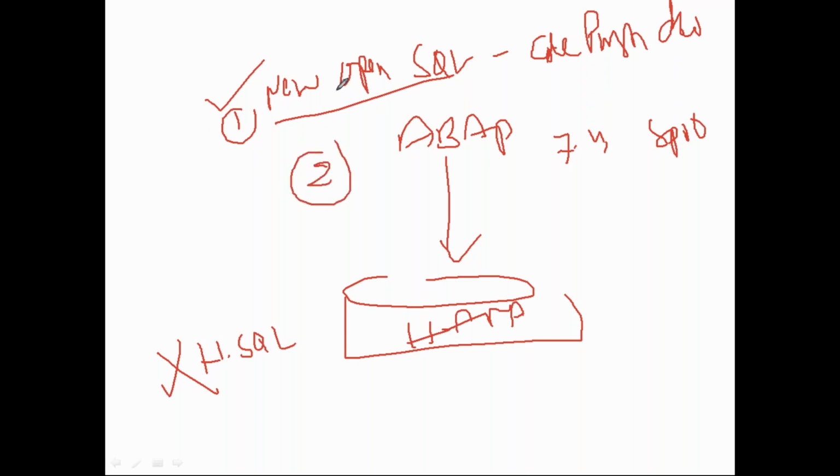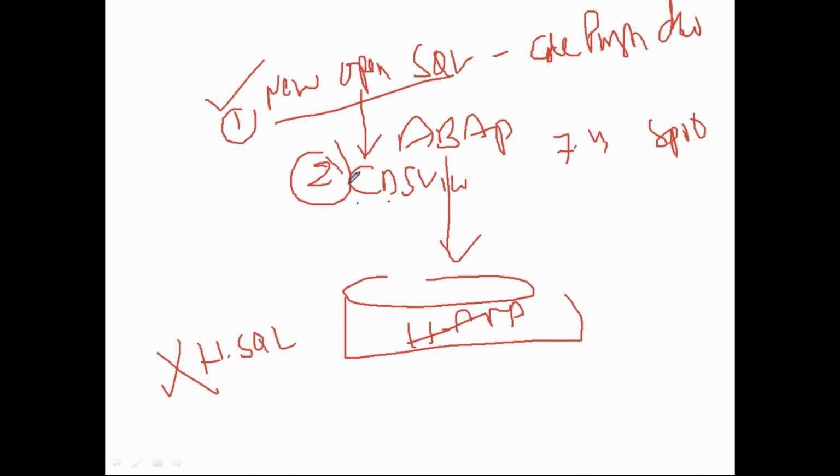New OpenSQL is not reusable. That means if you write it in one program, only that program can use it. If you want a reusable component, they introduced the CDS view, core data service view. This will use OpenSQL only. When you create a CDS view, the only difference is that it is reusable. Internally, it is new OpenSQL.